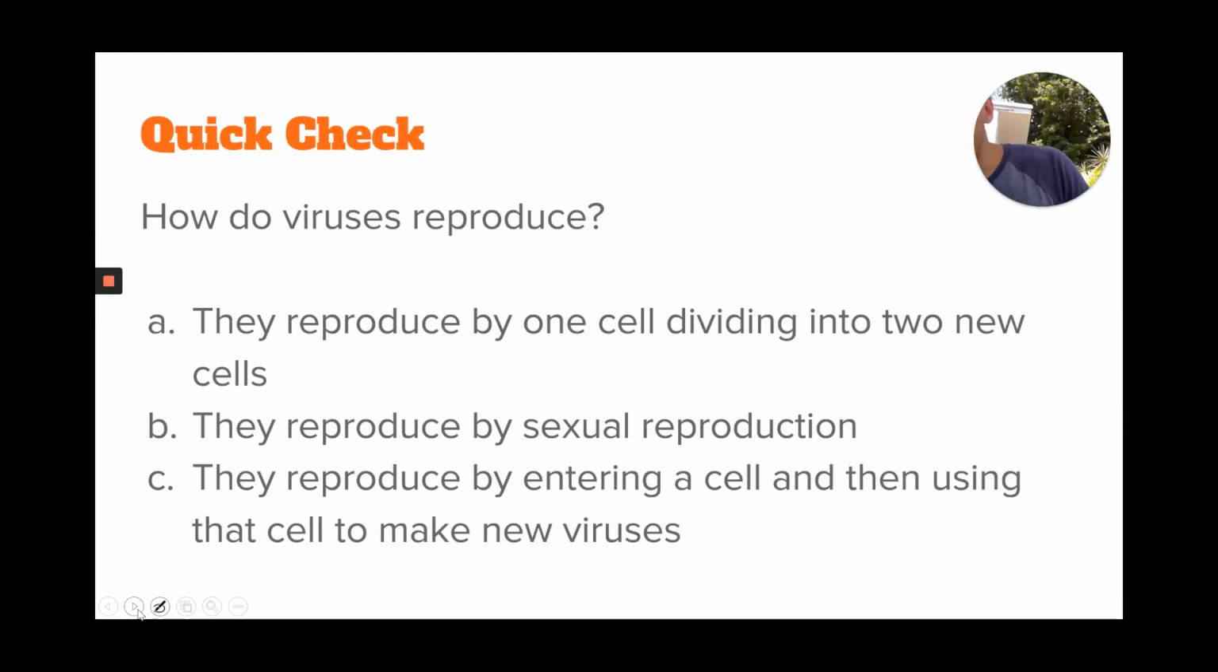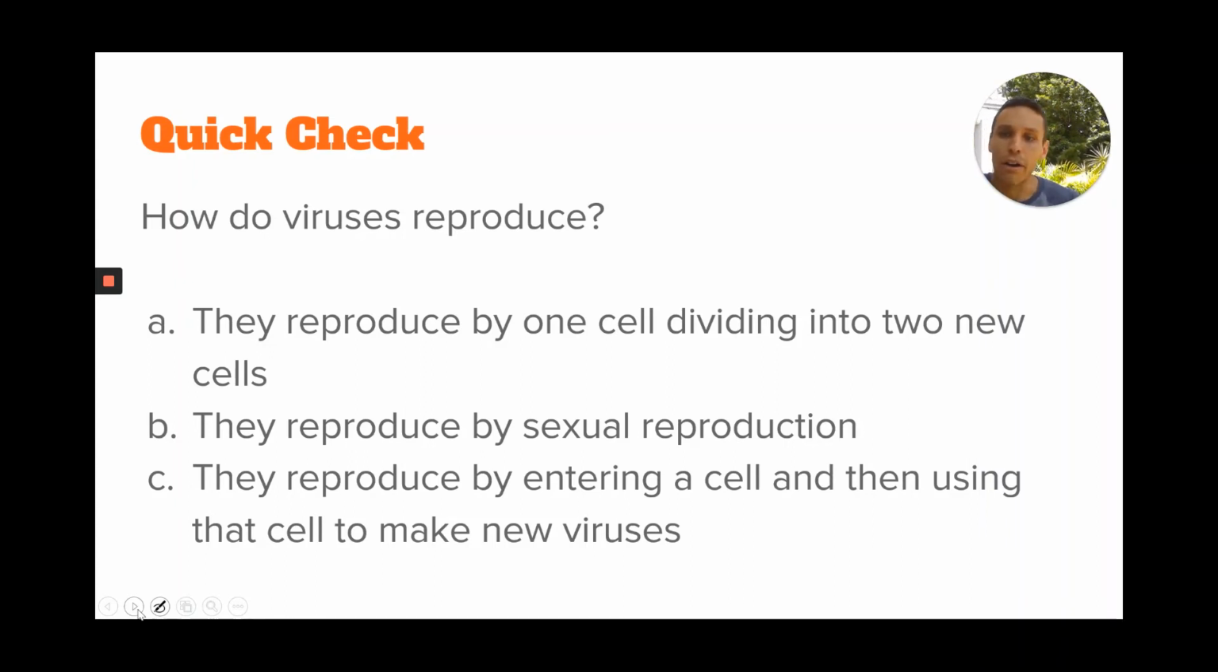All right, so let's go ahead and do a quick check. How do viruses reproduce? A, they reproduce by one cell dividing into two new cells. B, they reproduce by sexual reproduction. Or C, they reproduce by entering a cell and then using that cell to make new viruses. Go ahead, answer this question, and when you're done, click continue. We're going to go over it.